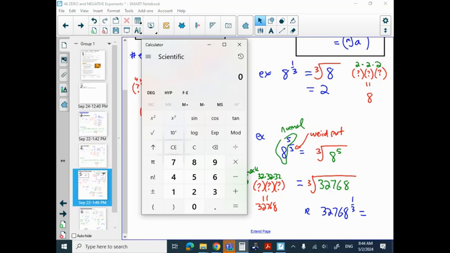So I think there's a way to do this. If I do 1 divided by 3, at that number, I hit M plus. So I've stored that into memory. And then I'm saying 32,768 to the power of memory recall. And now it's going to spit out 32 exactly, because I've asked it to do it to the power of 1/3 exactly.